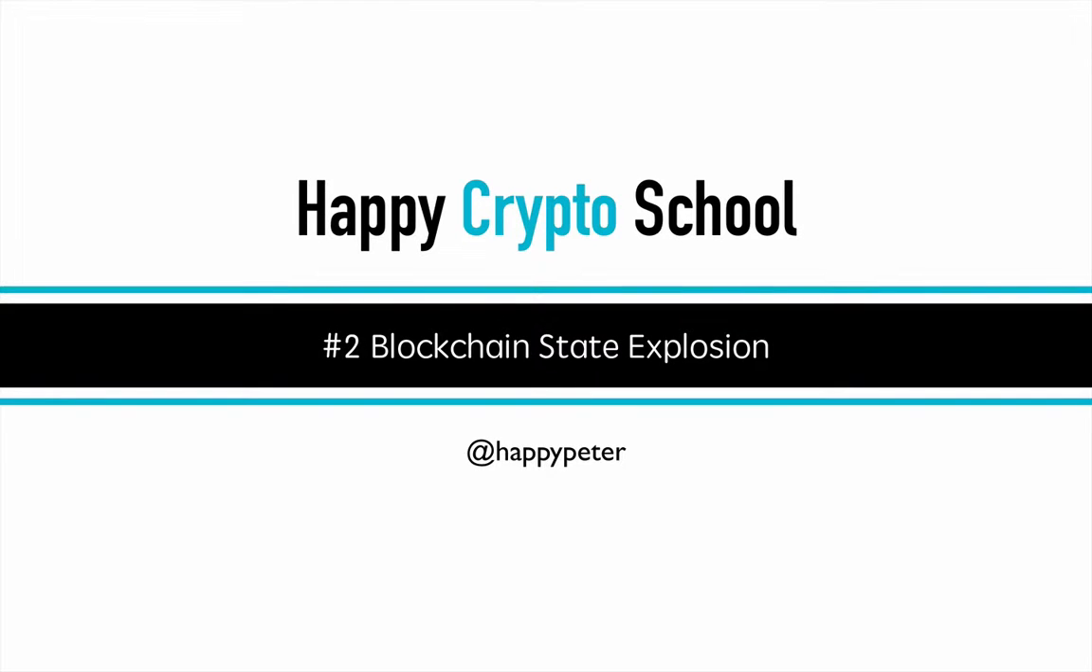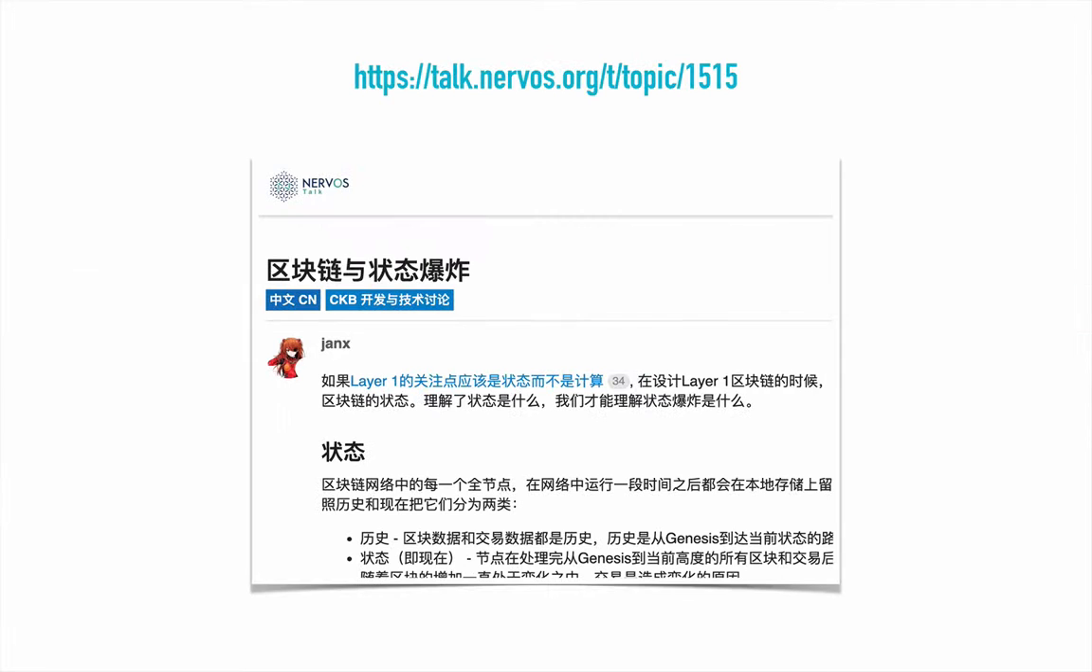What is blockchain state explosion, and why is that a problem? Is all data on blockchain state? What's the current situation of Bitcoin and other chains? Why do we need to solve this before we can move on? With these questions, let's start this week's episode.